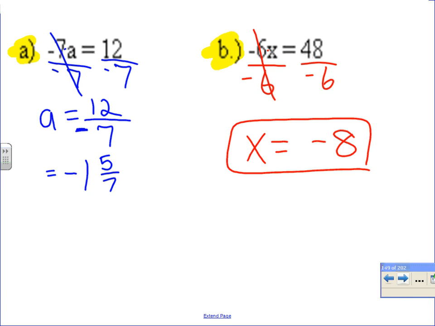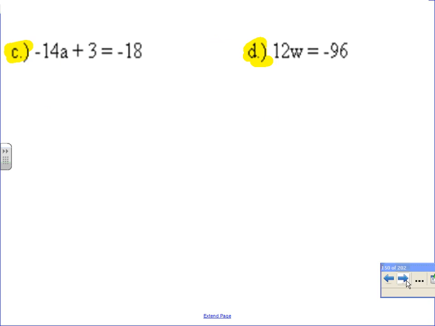Too easy, right? Okay, let's skip C because I don't want to confuse you yet. C is hard. We're going to do it in a second. Go to letter D first. All right. Jeremy, how do we get rid of the 12?